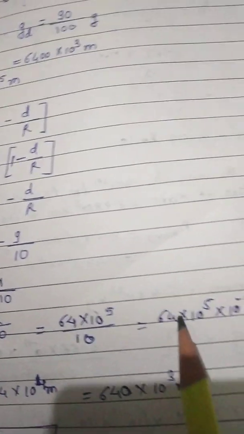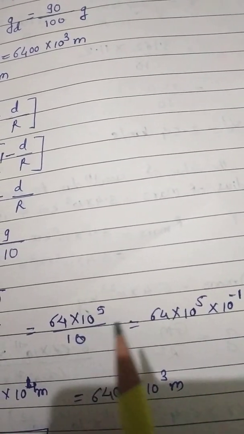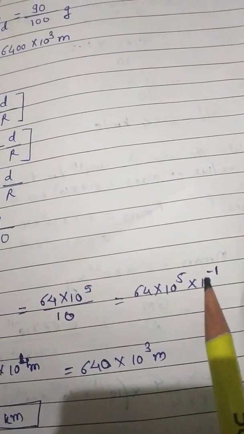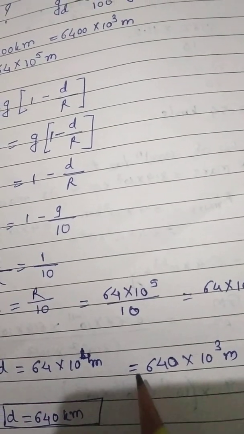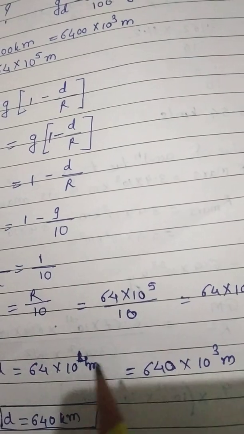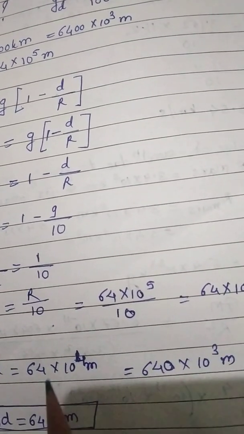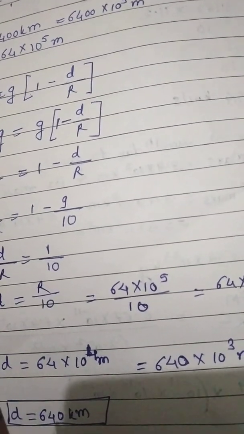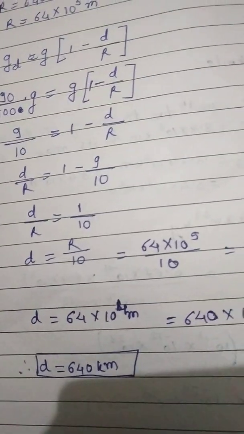So we get here 6.4 into 10 raised to 5 into 10 raised to minus 1. So there, 10 means 10 raised to minus 1. So we get here 5 minus 1, we get 4, plus 4 meter. So therefore 640 into 10 raised to 3 meter is nothing but 10 raised to 4, means 10 raised to 3 conversion. So we get here 10 raised to 3 means kilometer. So final value we get d is equal to 640 kilometer.